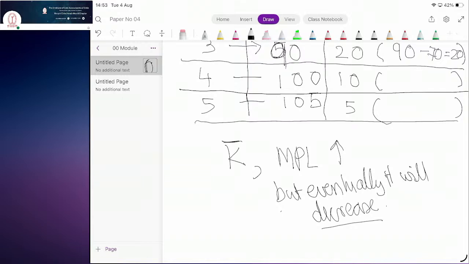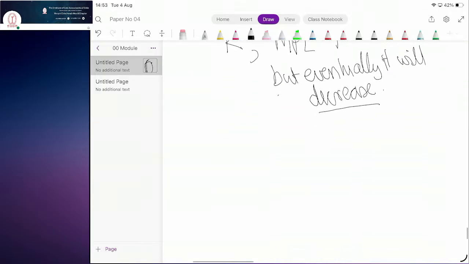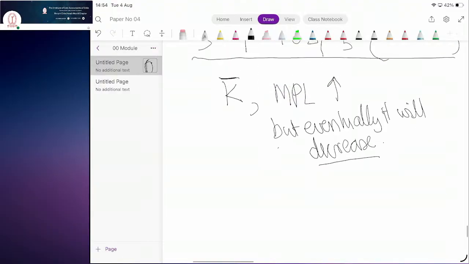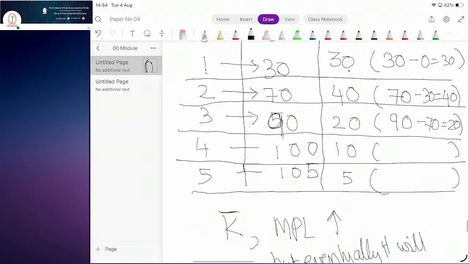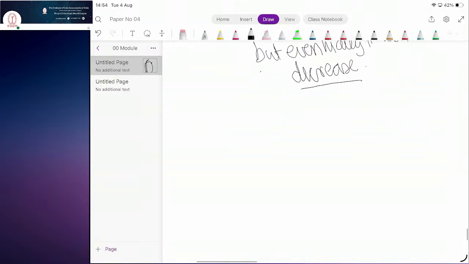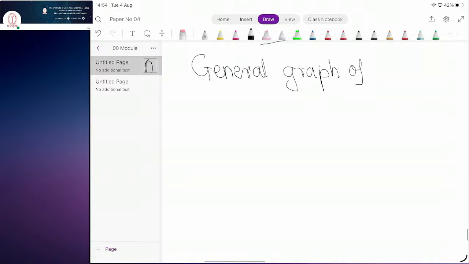Did you get this? Okay, so this is a critical law, so let us try to draw the graph of it in a little more careful manner. This is a general graph of the law of variable proportions.